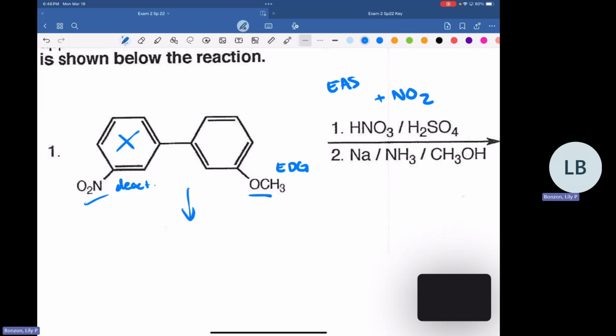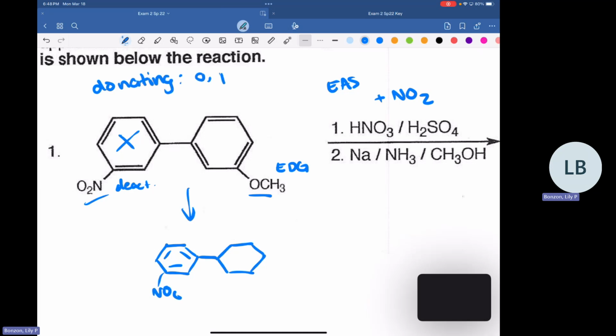And then you'll just have to keep in mind your ortho meta para rules. So donating groups are going to be ortho and para. And then withdrawing groups are going to be meta, with the exception of halides, which are going to be ortho para.